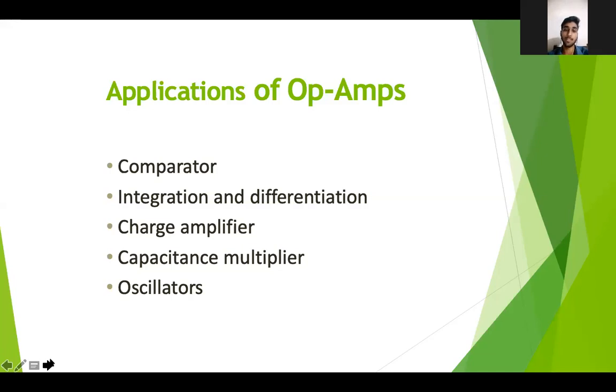So the applications of op-amps are as follows. First, op-amp used as a comparator, and second, op-amp used for the function of integration and differentiation. Third is as a charge amplifier. Fourth is a capacitance multiplier, and last is as an oscillator. So now we are going to look through these different types of application individually. So let's go through the comparator.